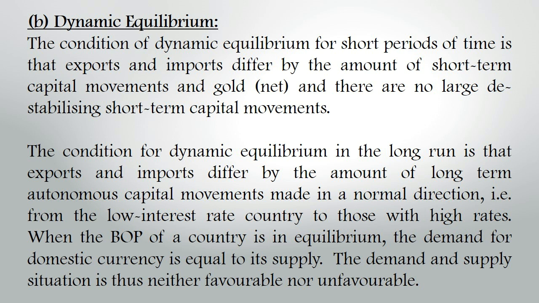And there are no large destabilizing short-term capital movements. The condition for dynamic equilibrium in the long run is that exports and imports differ by the amount of long-term autonomous capital movements made in a normal direction, that is, from the low interest rate country to those with high rates. When the BOP of a country is in equilibrium, the demand for domestic currency is equal to its supply. The demand and supply situation is thus neither favorable nor unfavorable.